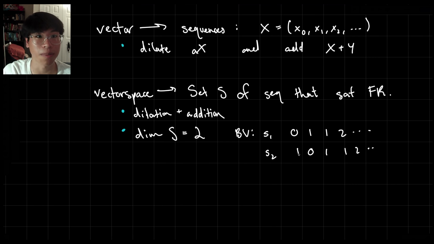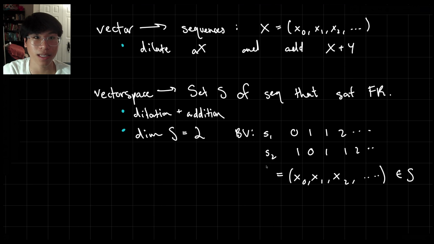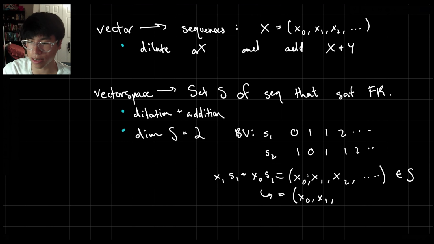So how do we know that these are basic vectors? Simply consider any sequence that satisfies the Fibonacci recurrence. So consider an arbitrary sequence in S. Now, there is an easy way to represent this sequence as a dilation and combination of S1 and S2. Simply multiply S1 by x1 and multiply S2 by x0. This will result in a sequence which we know from the first two terms must start with x0 and x1. And because both sequences must satisfy the Fibonacci recurrence, we know the next term is going to be x2, and so on.